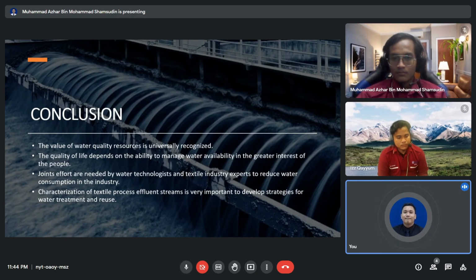It is important to explore all aspects of reducing emissions and waste products from the textile industry because it will result not only in improved environmental performance but also in substantial savings for the individual textile company. That is all for the conclusion.